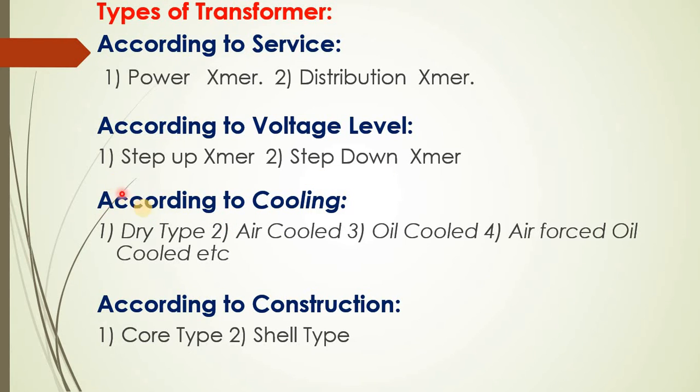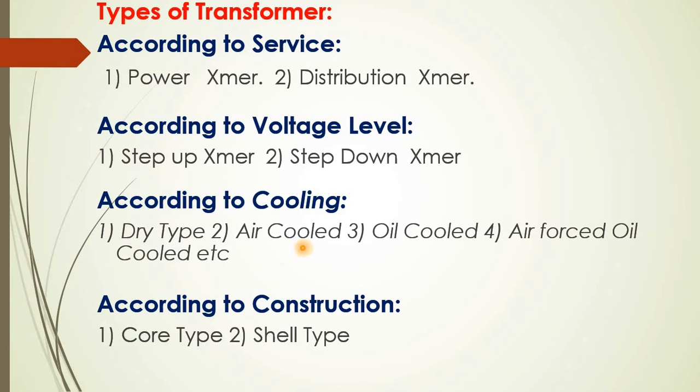Next classification is according to cooling. What is the type of cooling used in the transformer will decide that type. First, it is the dry type. Its rating will be in several kVA. An MVA transformer cannot use this dry type, because heat dissipation should be faster, and that is not possible with a dry type transformer. It needs special arrangements for this.